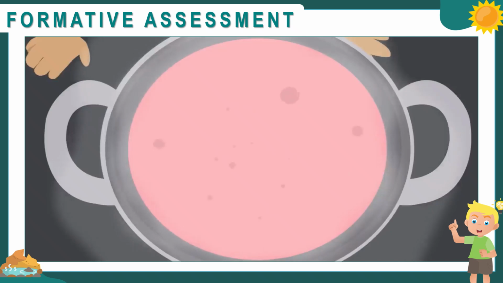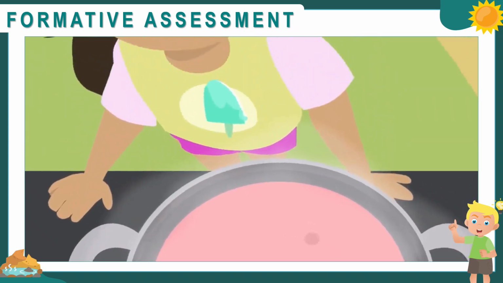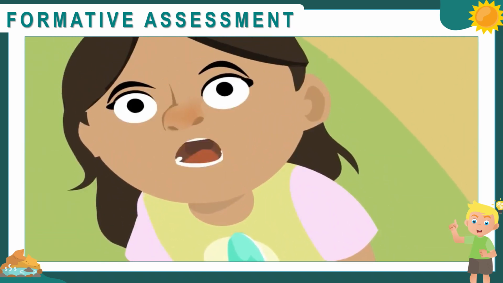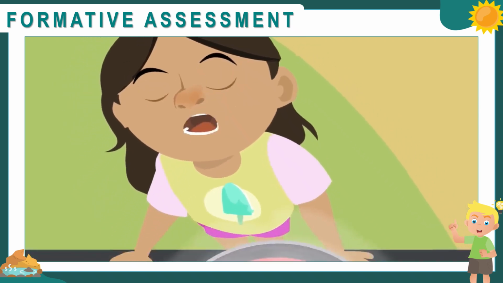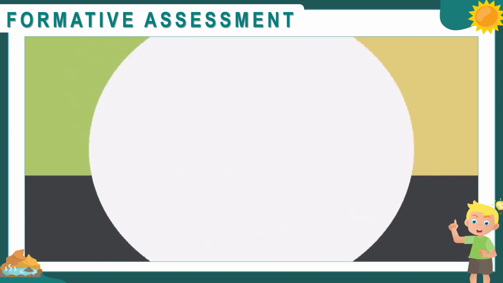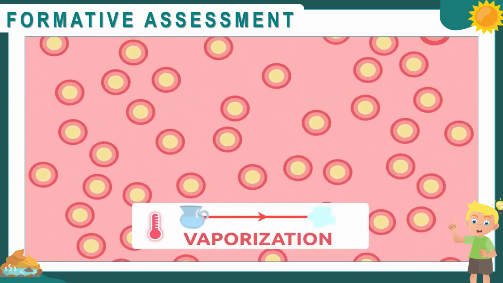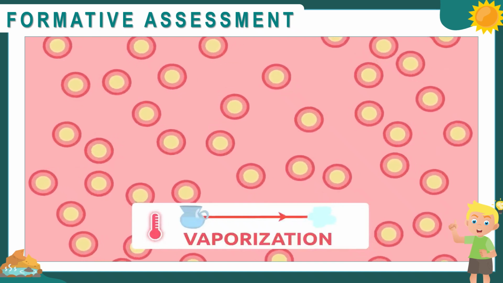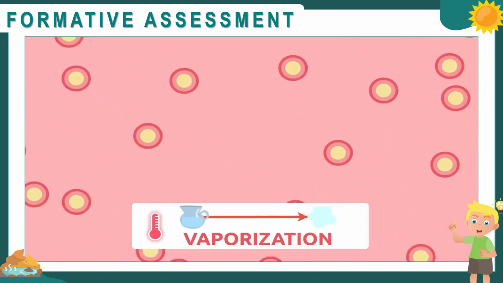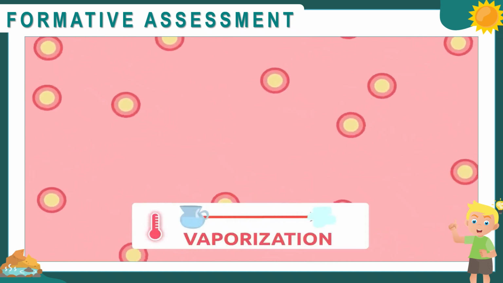See? Liquid turns into gas when heated. Do you remember how we call this process? When a liquid becomes gas, it's called vaporization. When a liquid is heated, the bonds among the particles that make up matter become more loose, so particles move around freely.